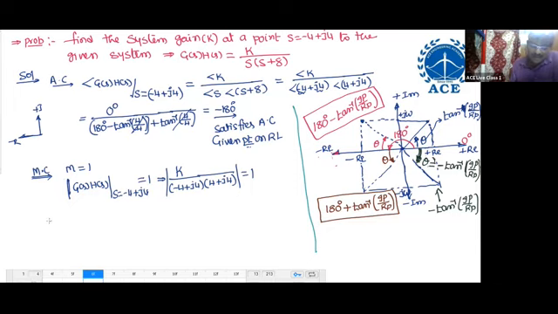Come on, write the magnitude. So magnitude of K by root of what? Root of 16 plus 16, again root of 16 plus 16, equal to 1. So K equal to 32. This is the answer. K equal to 32. Okay? Good.